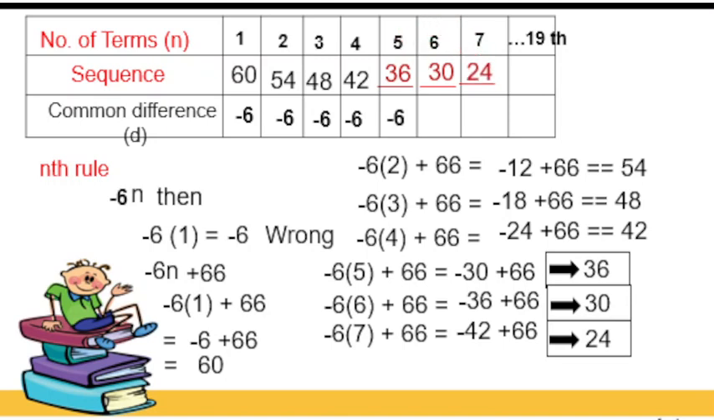Now, what if we are looking for the 19th term? So, just multiply negative 6 by 19, then add 66. So, negative 6 times 19 is equal to negative 114 plus 66 is equal to negative 48. So, negative 48 is the 19th term in the sequence.